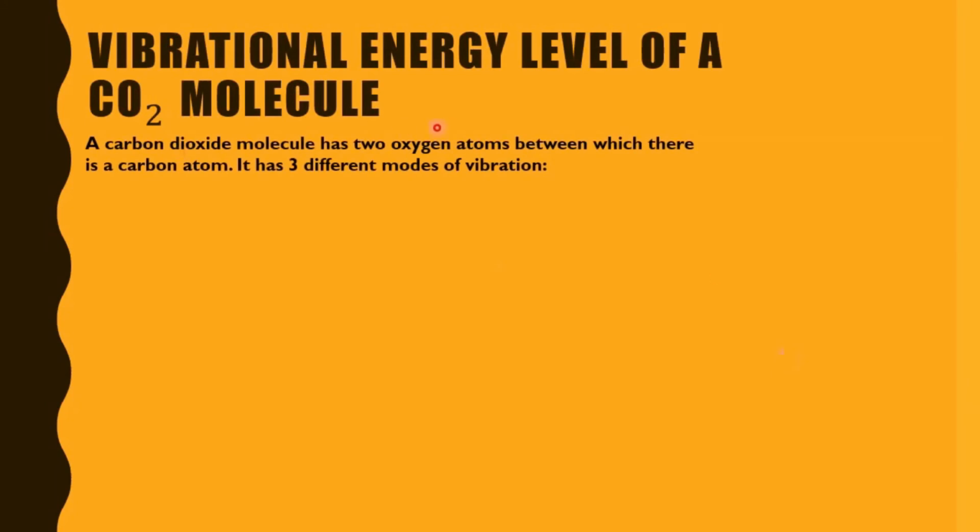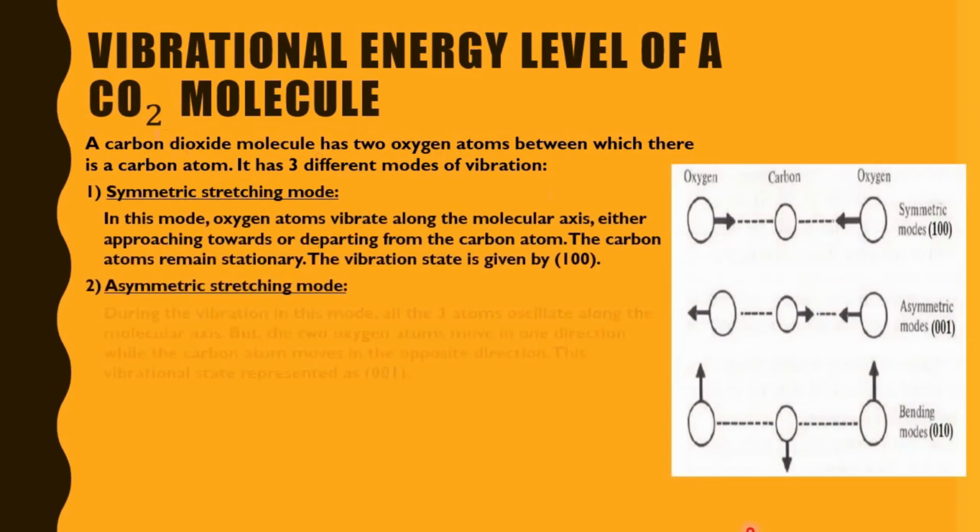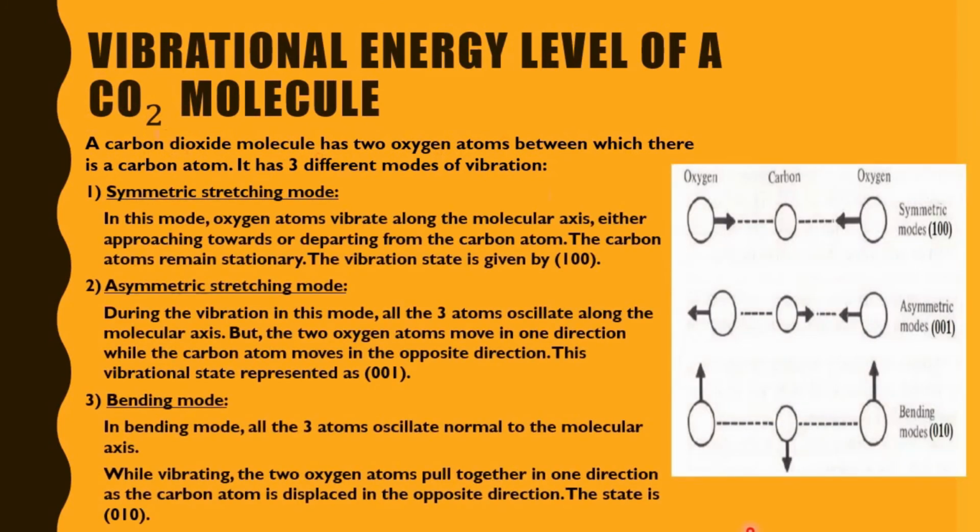The carbon dioxide molecule has two oxygen atoms between which there is a carbon atom, and it has three different modes of vibration. So let's see what the three different modes of vibration are: the symmetric stretching mode, the asymmetric stretching mode, and the bending mode.